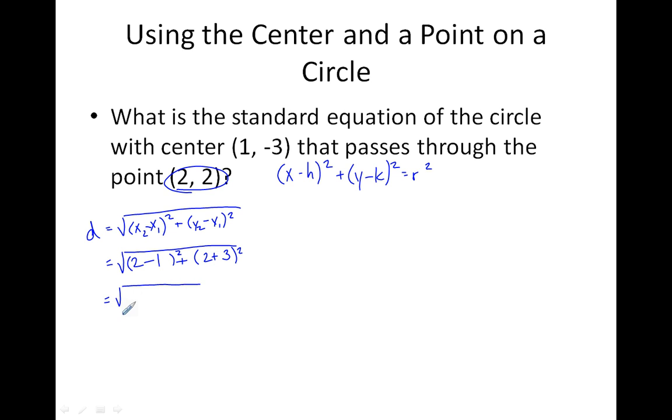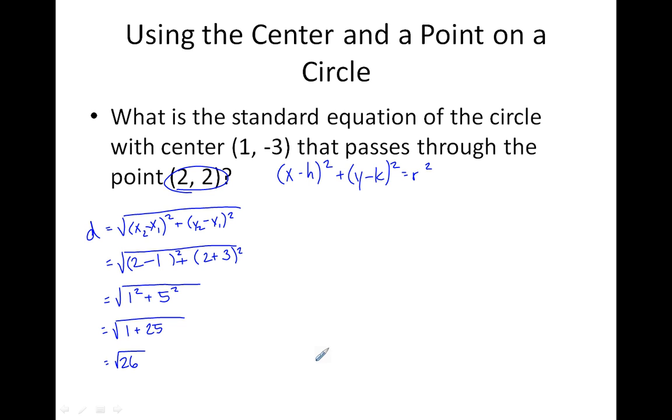All right, so 2 minus 1 is 1. 2 plus 3 is 5. So I have 1 squared plus 5 squared. 1 squared is 1, 5 squared is 25, so we get the square root of 26. You do not have to simplify it any further.